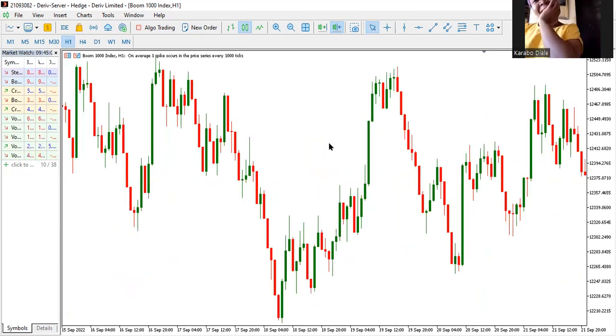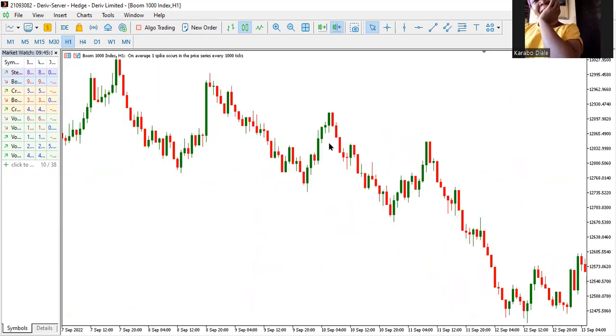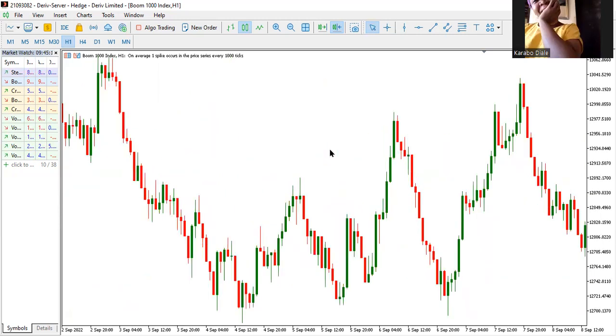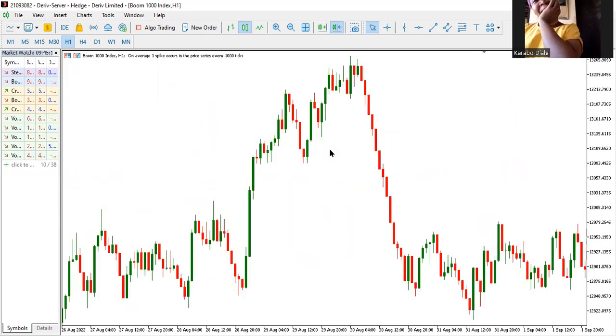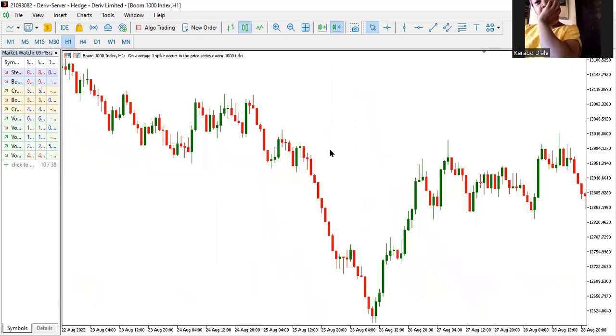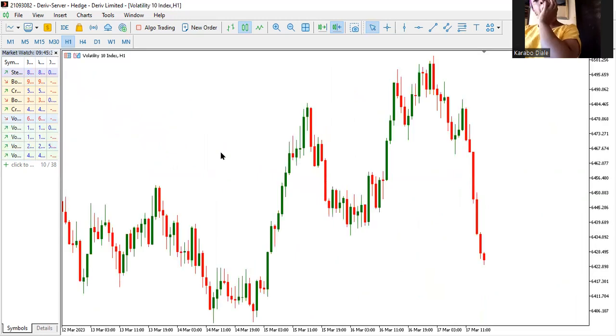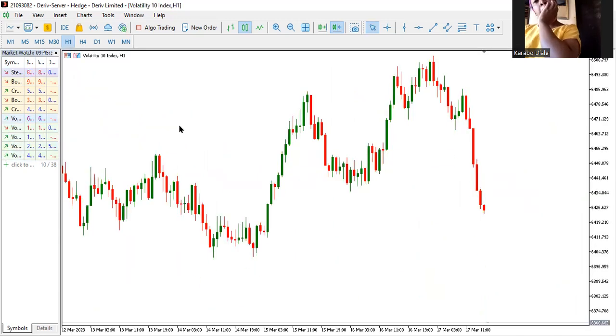Hi guys, I keep on going back and I don't find one here. So you see how rarely you find the head and shoulders? It's more than rare, bro. Even if you change the pair and check a different one, let's go to Volatility 10 Index and check if we'll be able to get one. But I doubt it.